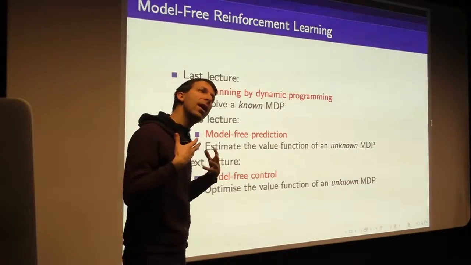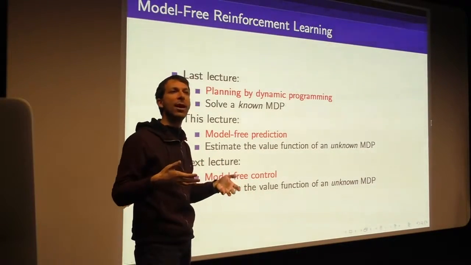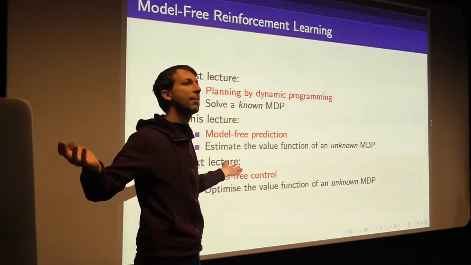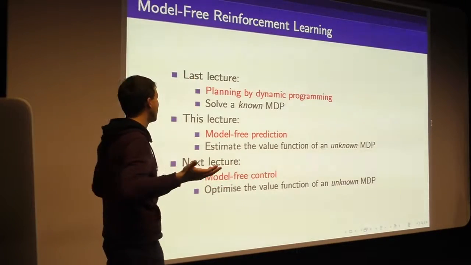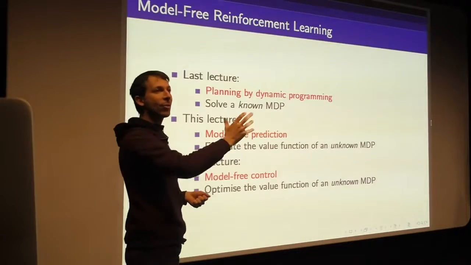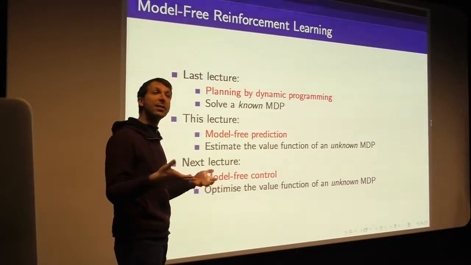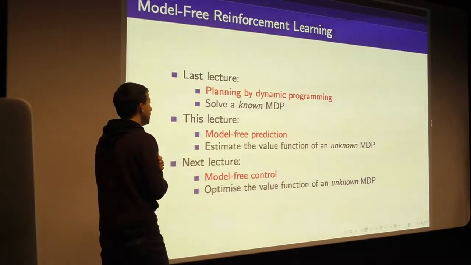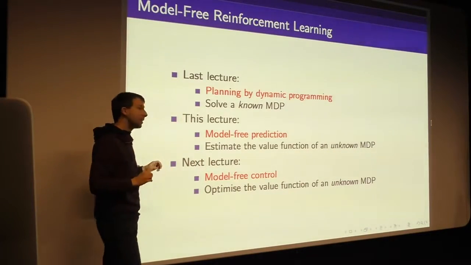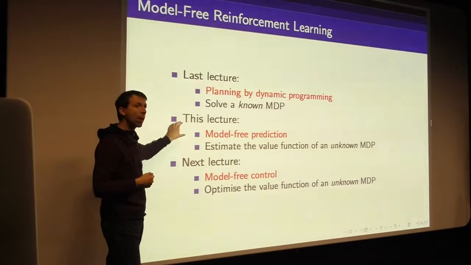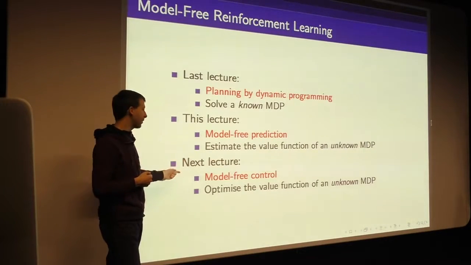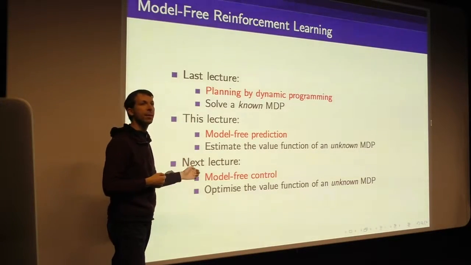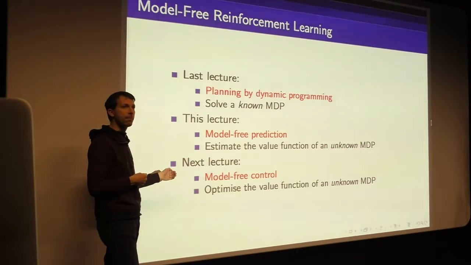And we're going to try and figure out how we can do that entirely model-free, without anyone telling us the dynamics or the reward function of the environment. So now you can just run your factory and see how much reward you get and estimate the value function directly from just trying things and seeing what happens. And next lecture we'll use these core ideas to actually do control and find the optimal value function and hence the optimal policy for the MDP.